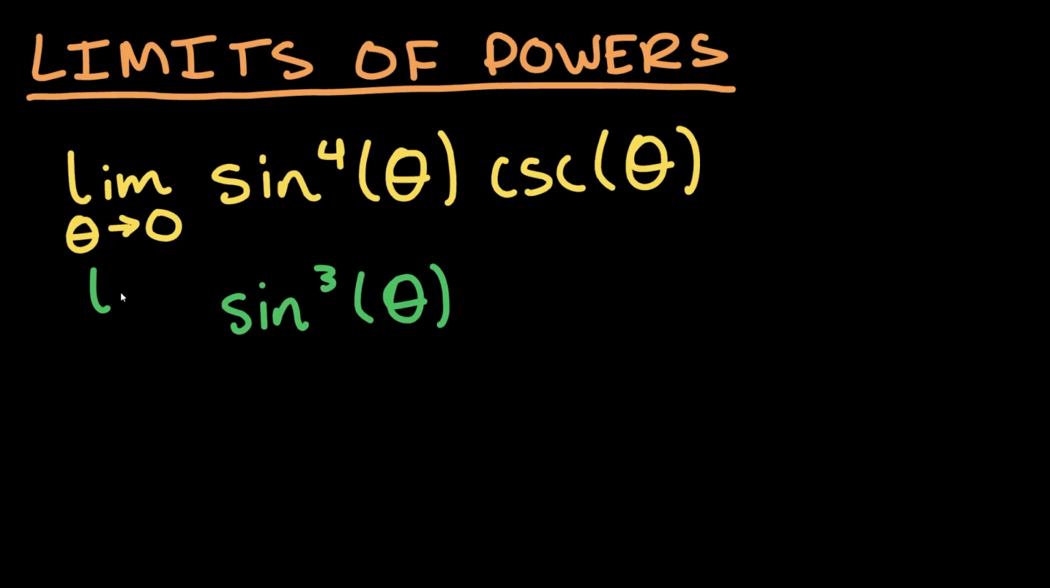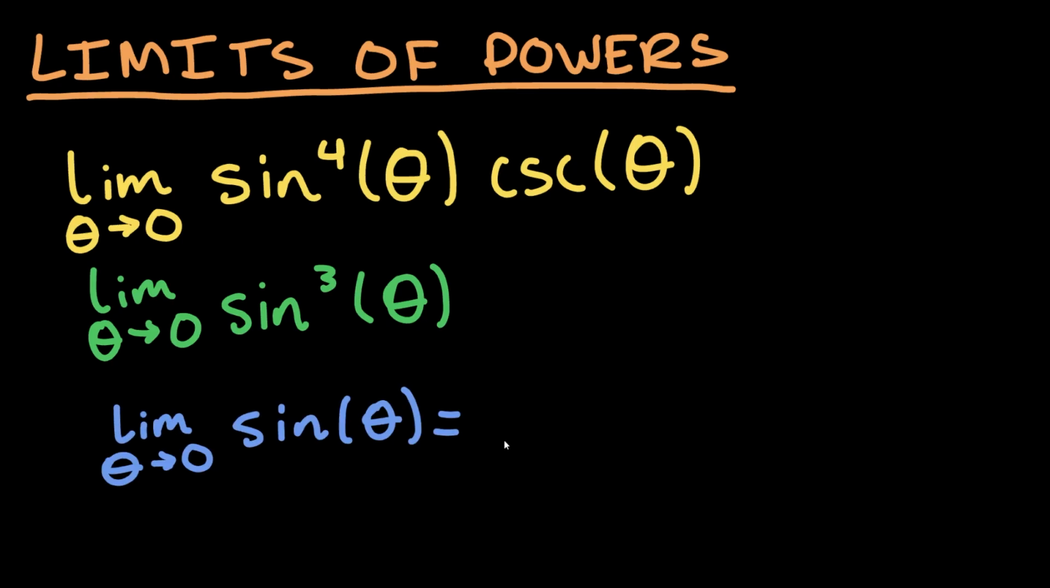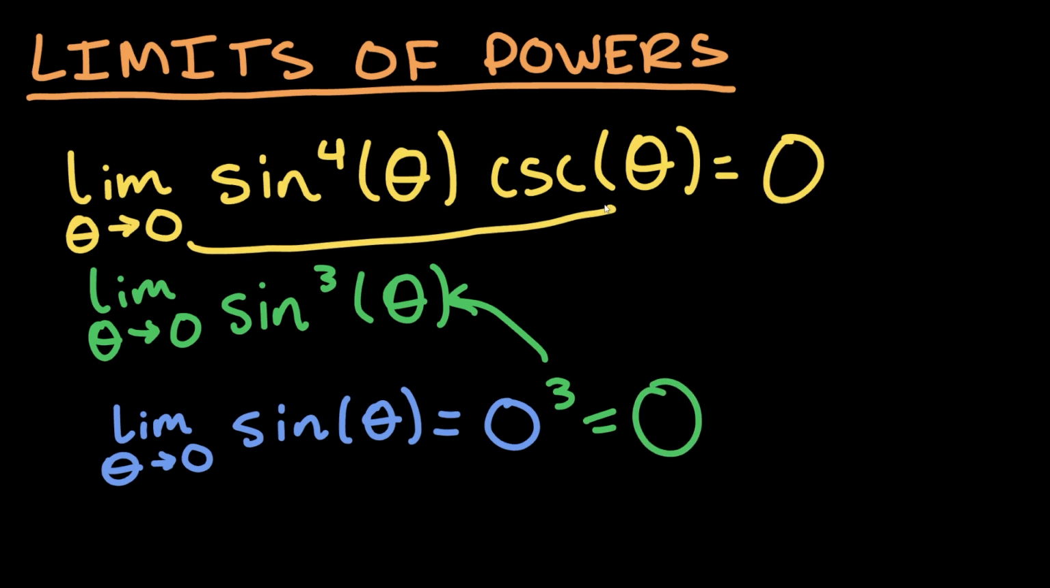So now we can find the limit as theta approaches 0 again. And using our power rule, we can find the limit of sine, and knowing that sine of 0 is 0, we can also raise 0 to the 3rd power, and we get an answer of 0. Now, even though we can't plug in 0 for cosecant theta, our limit still outputs a value of 0.